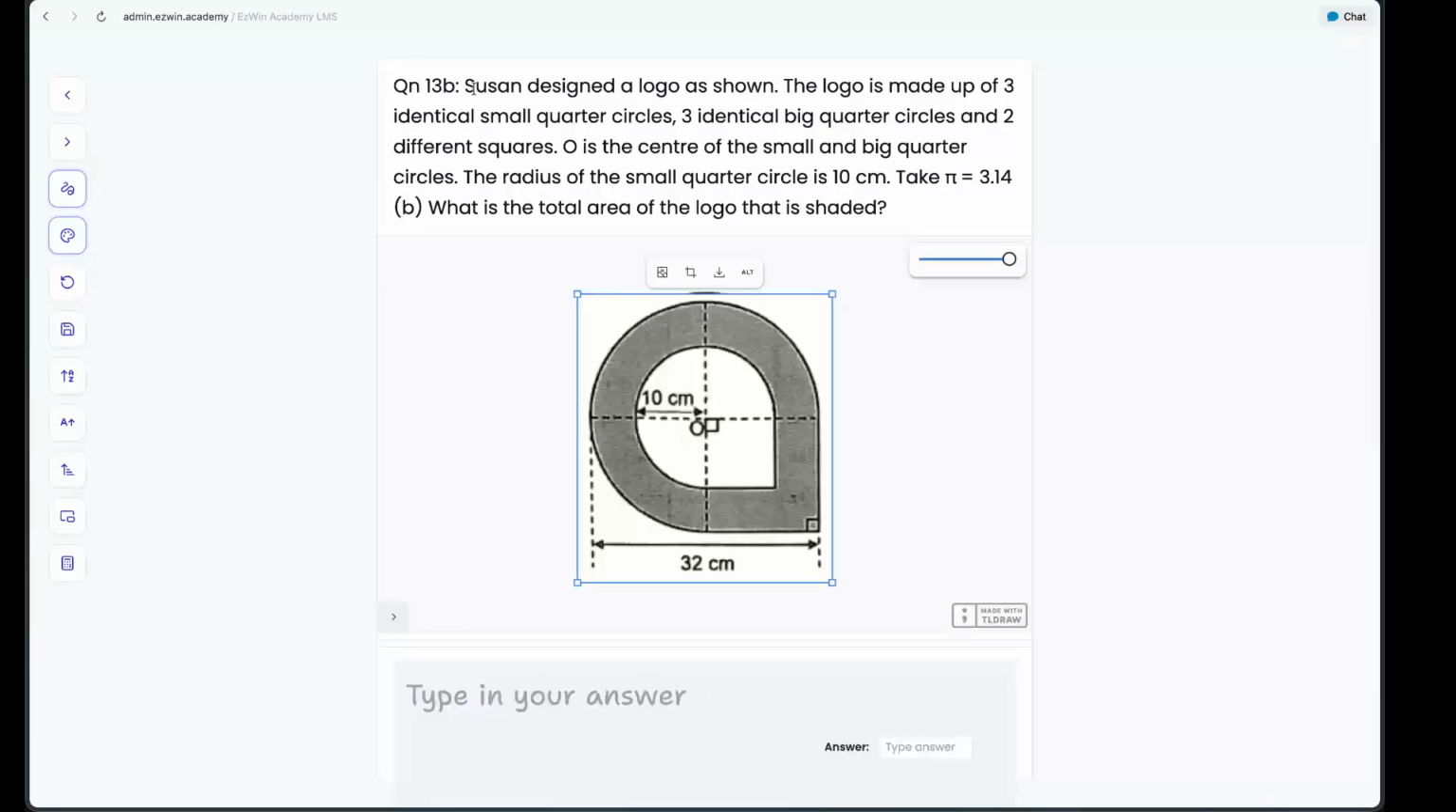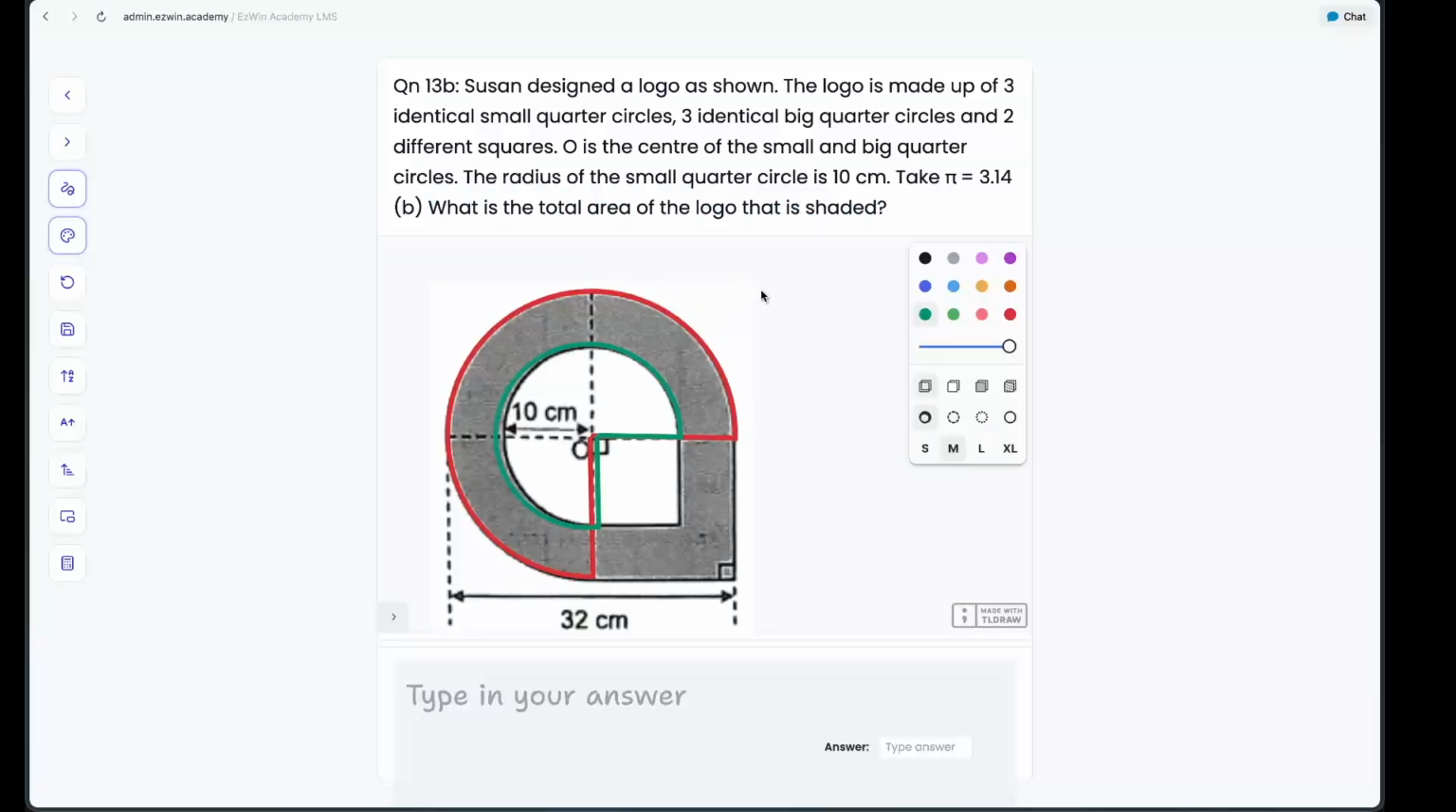Question 13 part B, Susan designed the logo as shown. The logo is made up of 3 identical small quarter circles, 3 identical big quarter circles, and 2 different squares. O is the center of the small and big quarter circles. The radius of the small quarter circle is 10 centimeters. Take pi as 3.14. What is the total area of the logo that is shaded?